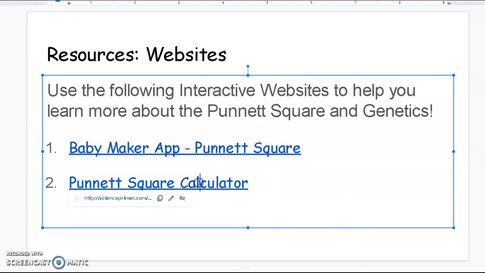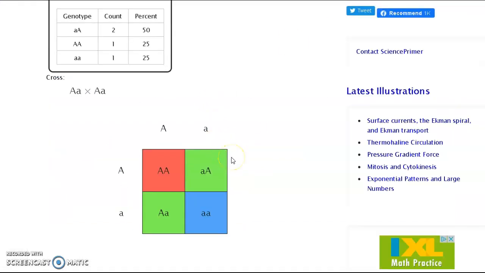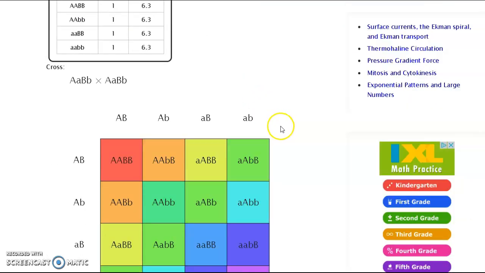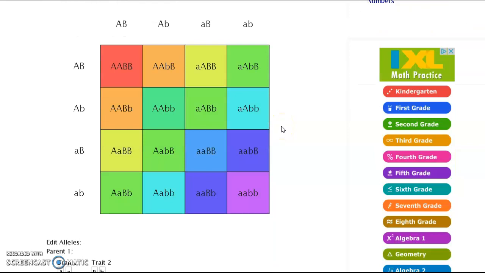Now, the one that I like is the Punnett square calculator. It has a nice Punnett square right here. This is a mono cross, 1 cross. Now, you can actually make this even crazier. What if there's 2 traits I want to do? And so notice, voila, it is a 4x4 square now. Punnett squares can be simple and easy. Now, this is some crazy high school level genetics.